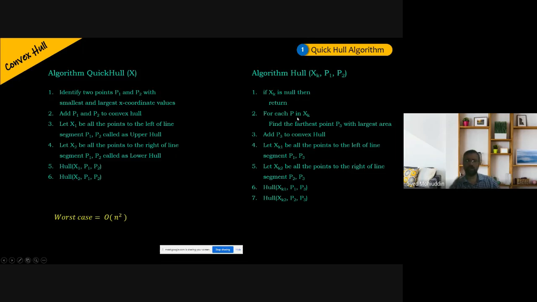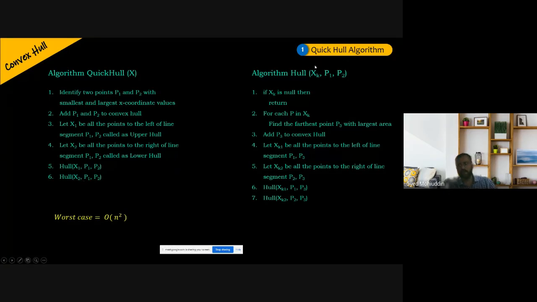For each P in X, find the farthest point P with the largest area. Obviously, the largest area means it is assumed that the largest area will cover most of the points inside it. Then add this point P3 to the convex hull. It becomes a part of the convex hull. Now what we have done is, we had all points X divided into X1, X2, that is upper hull and lower hull.